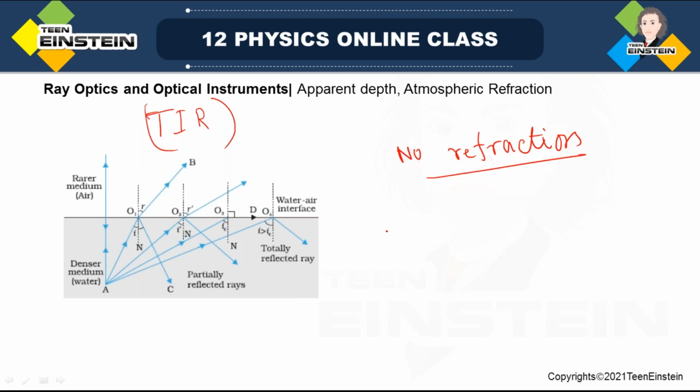There are a few definitions. What is the critical angle? The angle of incidence in the denser medium for which the angle of refraction in the rarer medium is 90 degrees is called the critical angle. That is denoted by IC.